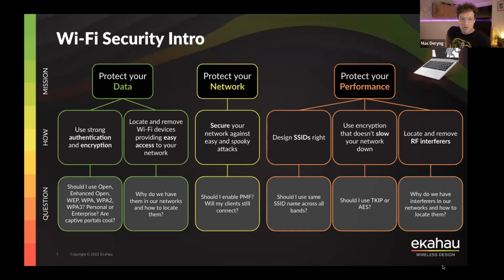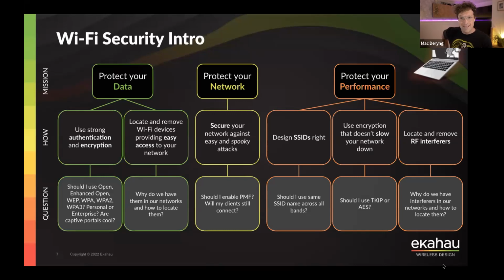Okay. If you want to locate Wi-Fi devices that are providing easy access to your network, why do you have them in your network in the first place? How do you locate them and remove them from your network? If you enable PMF, protection of management frames, will your clients still be able to connect to your network? That's a very good question. And if you are designing your SSIDs, should you be using the same SSID name across all three bands, or should each band have a unique name for the SSID so you don't have cross-band roaming? Good question.